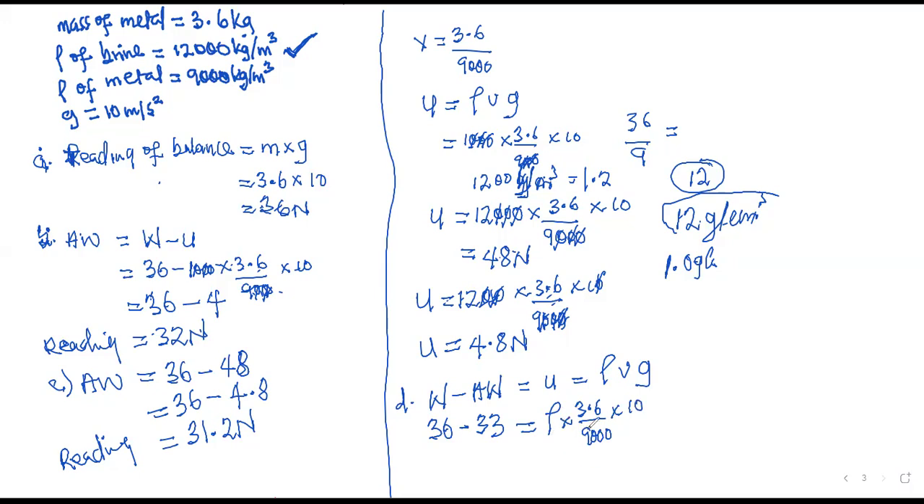So all that we are looking for here is rho. So 3 Newton, when we subtract, must be equal to rho times 36 divided by 9,000. So please make rho the subject here for me. Make rho the subject.